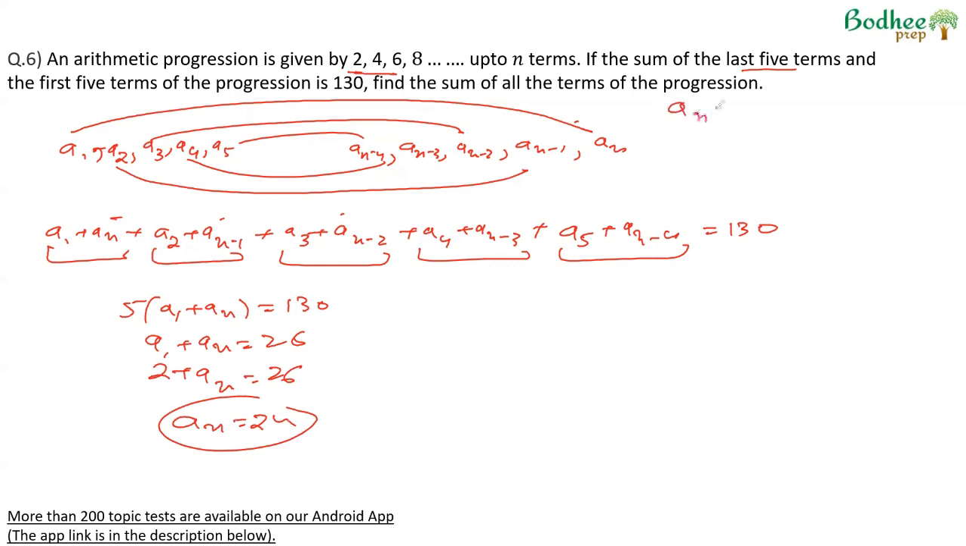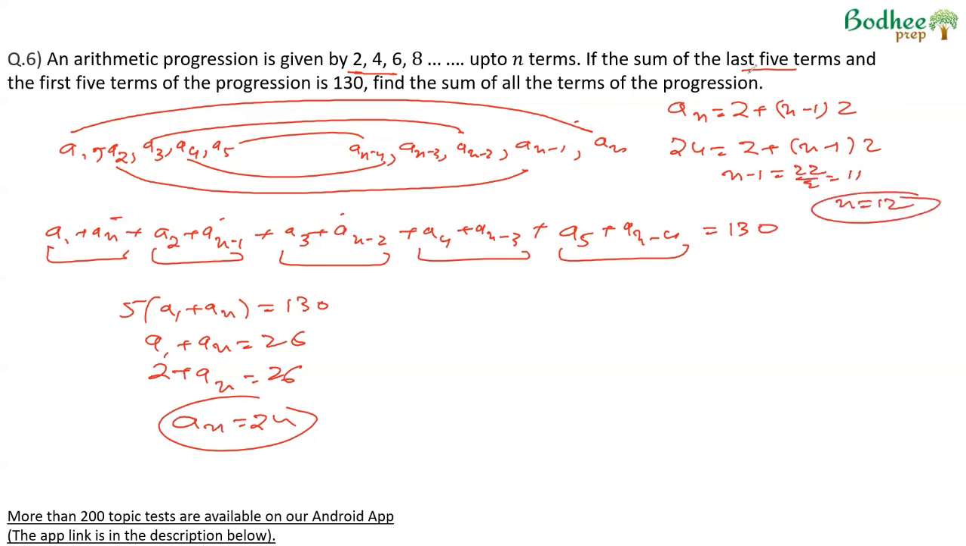Now, what is the general term of this series? The general term of the series an is nothing but 2 plus (n minus 1) into 2. When the first term is 2, the second term is 2 plus 1 into 2, which is 4, and so on. And therefore, if an is 24, we can say 24 is equal to 2 plus (n minus 1) into 2, which gives me n minus 1 as 22 by 2, which is 11, and therefore n comes out to 12.